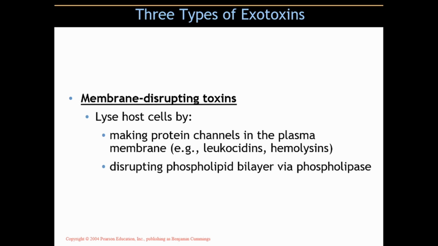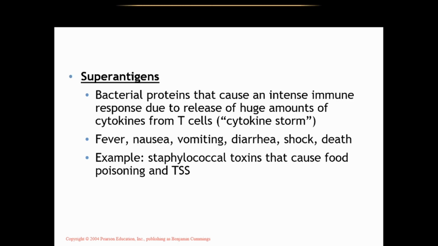How do they do it? Making protein channels in the plasma membrane through the use of enzymes such as leukocidins, which are blowing apart white blood cells, and hemolysins, which are blasting apart red cells. As a result, they release whatever happens to be inside the cell, which makes nutrients available to them. They have an enzyme called phospholipase, which can break down the phospholipid bilayer of the cell. And that, of course, leads to the lysis of the host cell.